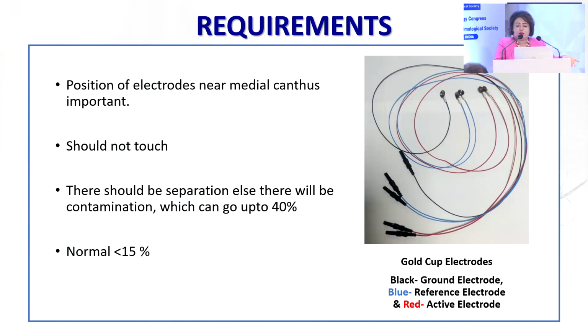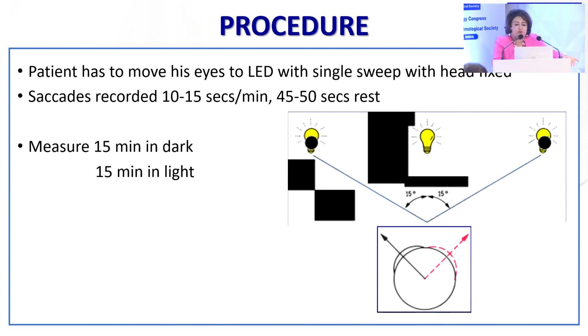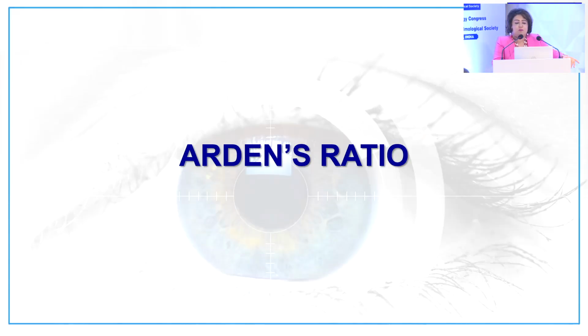You can see the gold cup electrodes. Black is the ground electrode, blue is the reference, and red is the active. A patient has to move his eyes to the LED with a single sweep with the head fixed. Saccades are recorded 10 to 15 seconds per minute, with 45 to 50 seconds of rest. Measure 15 minutes in dark, 15 minutes in light.